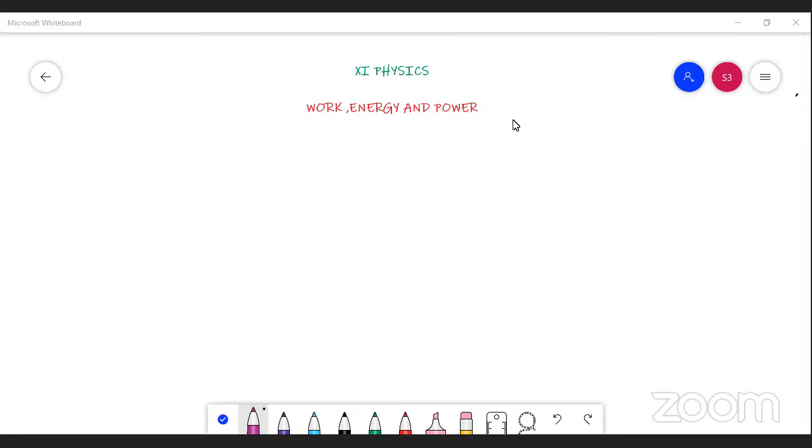See, work is one of the physical quantities. Energy is also one of the physical quantities. Power is also one of the physical quantities. Work, energy, power, these three are physical quantities. This chapter deals with the important learning of work, energy, and power. First of all, we are going to see briefly about work. The term work is used in our daily life.